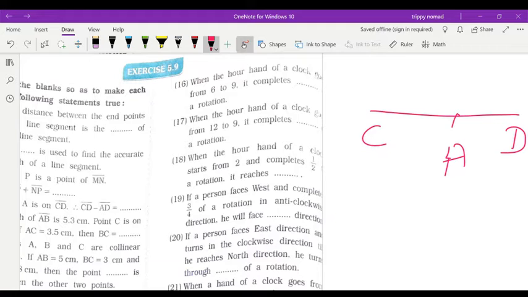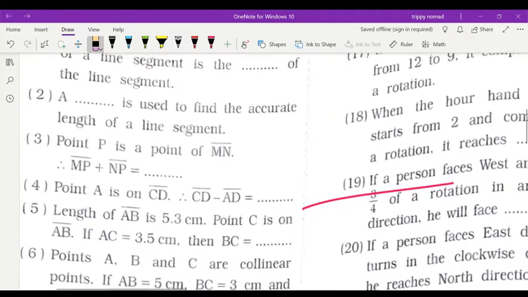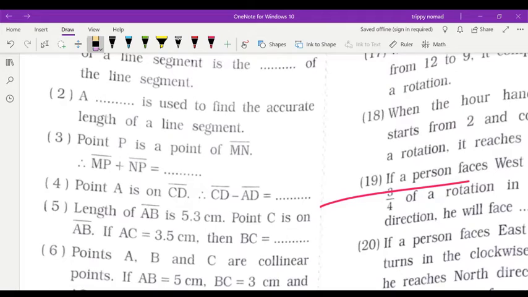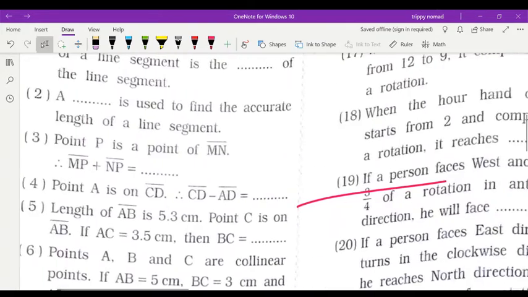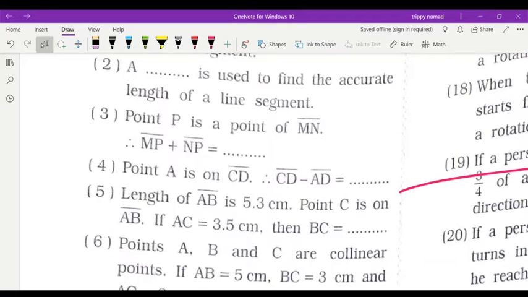Now you see here, this is point A. If you subtract AD, this part, from CD, then what is left? Only CA is left. So what will you write here? What is left? CA will be the line segment. CA will be the part that will be left. I hope you understood.